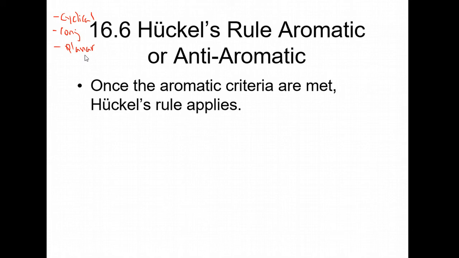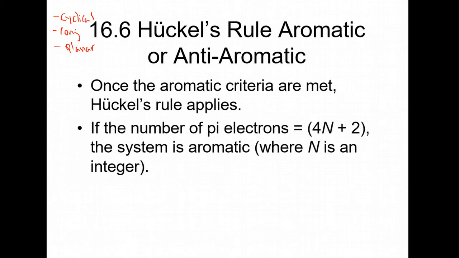Once these three things are met, that's what they mean by aromatic in this case. You then have to go to the fourth criteria, which is Hückel's rule, to determine if it's aromatic or anti-aromatic. There are two equations. One, if the number of pi electrons equals 4n plus 2, the system is aromatic, where n is an integer. Let me first get through the words and then we will talk about what this means. Basically it's your pi electrons. How many pi electrons are in your molecule?